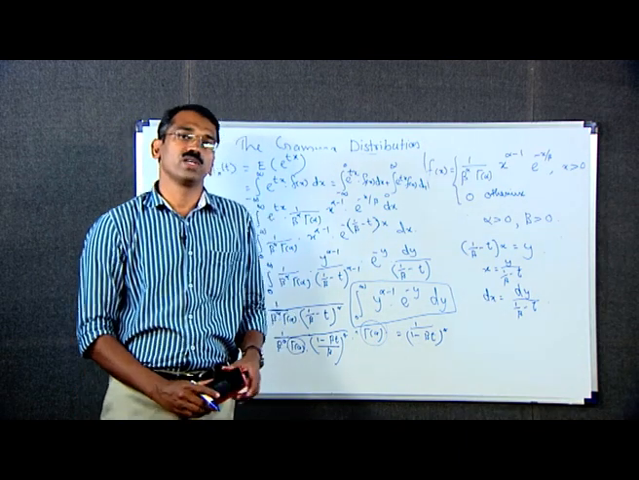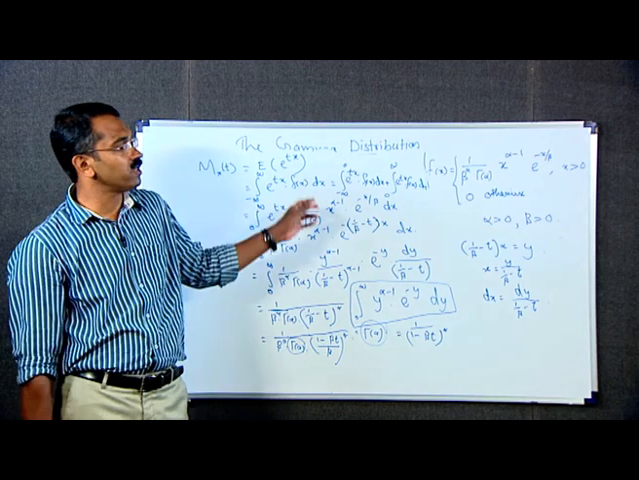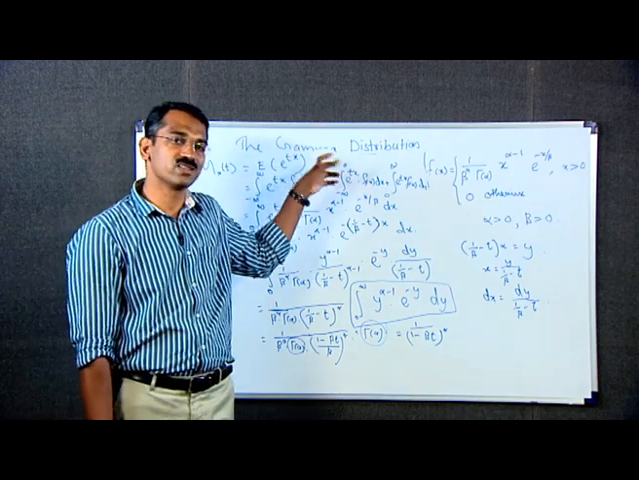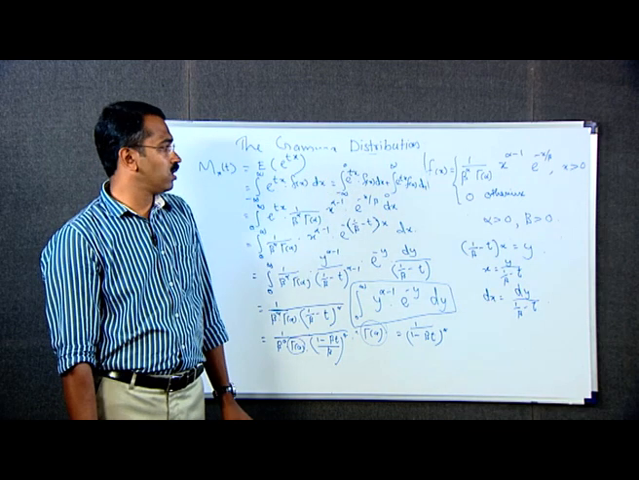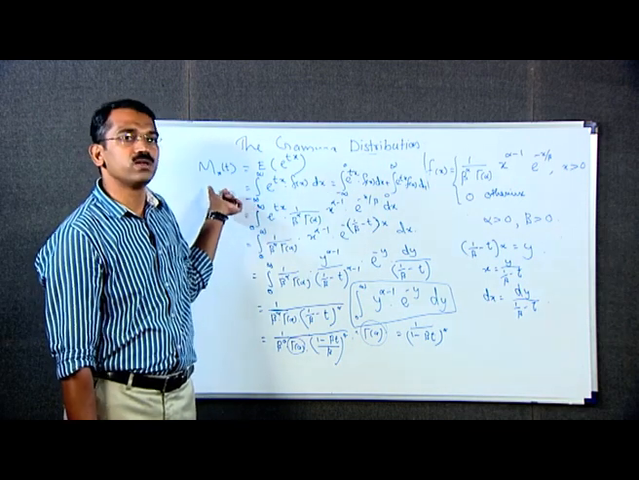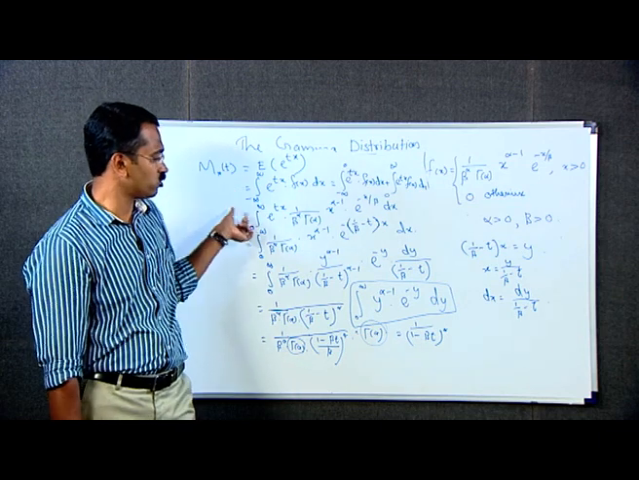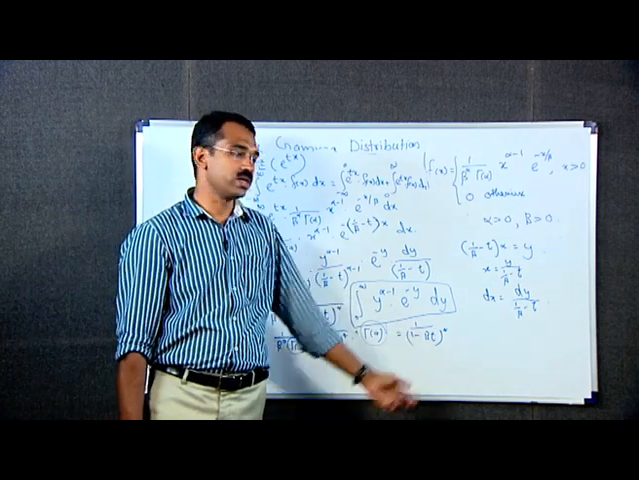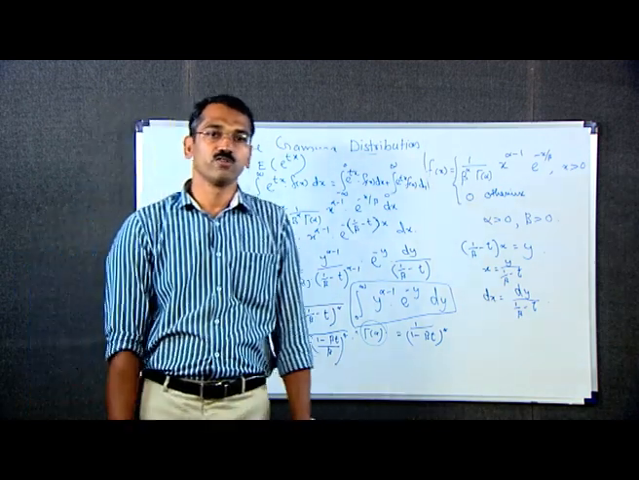Now, let me conclude this session. In this session, we discussed the arithmetic mean, variance and standard deviation of the gamma distribution, and also we derived that the moment generating function is M_X(t) is equal to 1 divided by (1 minus beta t) all raised to alpha.